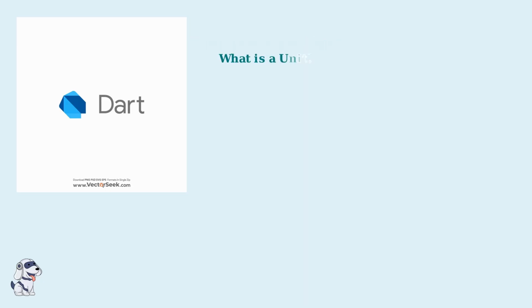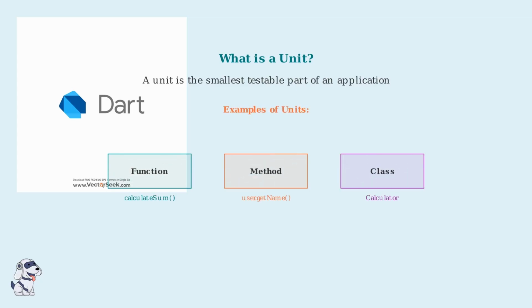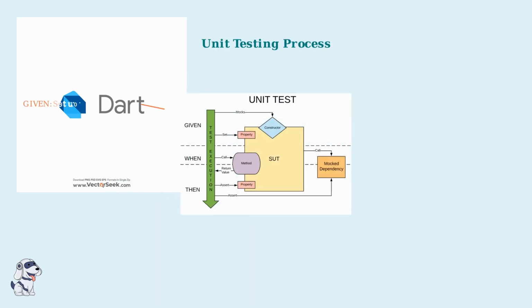But what exactly is a unit in programming? A unit is the smallest testable part of an application. This could be a function that performs a calculation, a method that processes data, or even an entire class that encapsulates specific behavior. Unit testing verifies the functionality of these individual components by running them with specific inputs and checking that they produce the expected outputs.